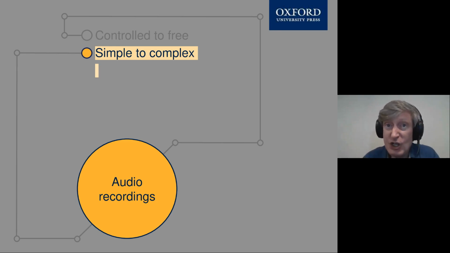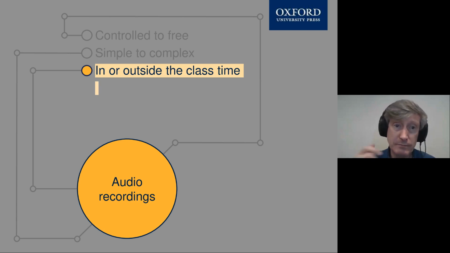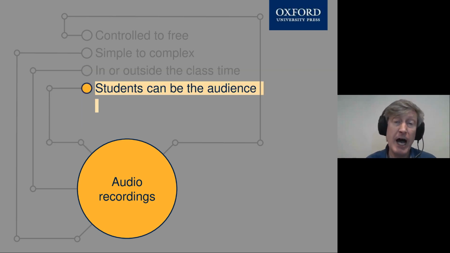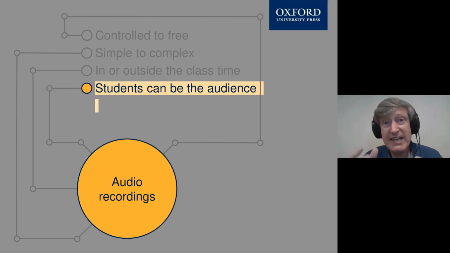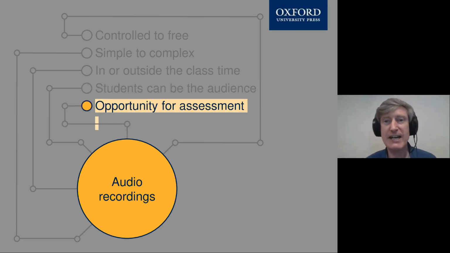You can do this at very low levels. It can be done in connection with the class, or it can be done outside class time. If you put things in a place where other students can access them, the student is the audience, and if the students are writing for other students or speaking for other students or videoing themselves for other students, there's more ownership of the thing that they produce. Sorry, I've run out of good words.